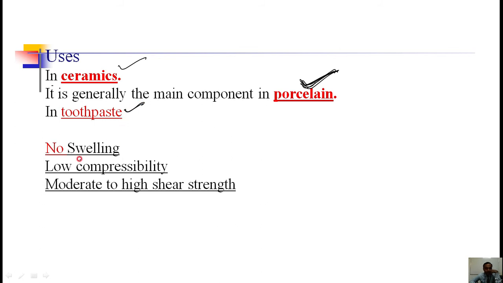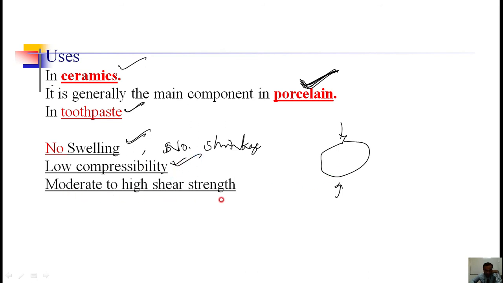The very important properties are no swelling. When there is no swelling, we can write no shrinkage also. Then low compressibility. Low compressibility means it is very strong, means if I compress it, it will not get compressed. Therefore, low compressibility. Moderate to high shear strength.